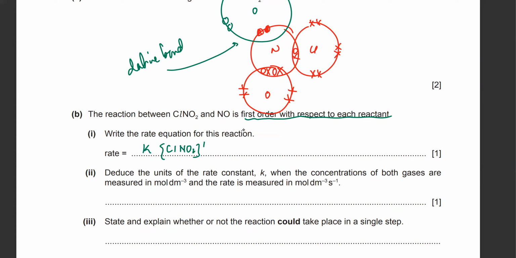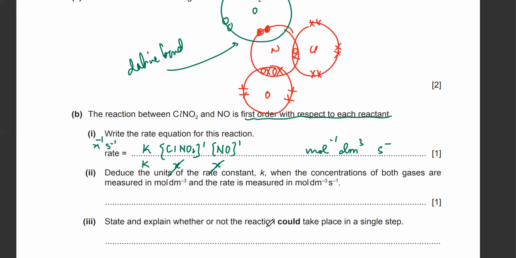Deduce the units of the rate constant k. So concentration per second. So this is x s minus 1, k into x mole per dm cube into x mole per dm cube. So if I get these two x on the other side, this would become x minus 1, s minus 1. So it's going to be mole minus 1, dm3, and s minus 1. Is this clear? Yes.